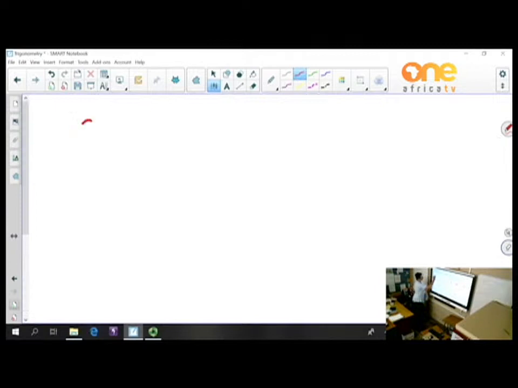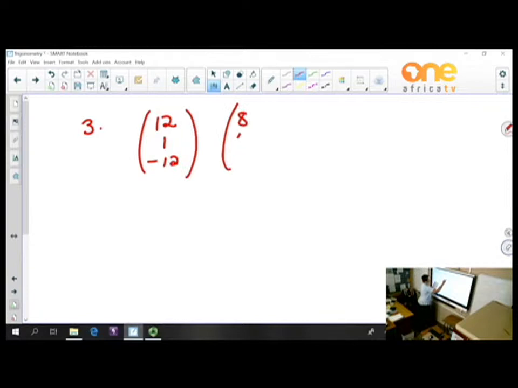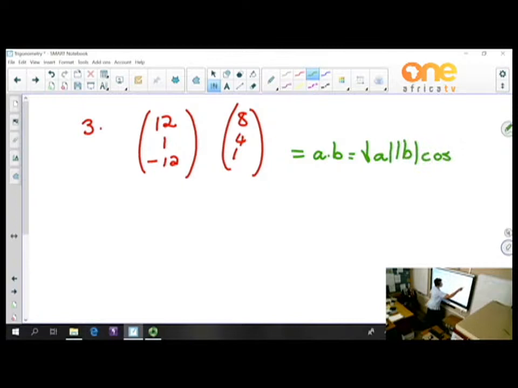Now when we go to question 3, we're going to look at 3 dimensions, but it works exactly the same. So the first one here is 12, 1, negative 12, and the second one is 8, 4, 1. The formula is still going to be A dot B is equal to magnitude A, magnitude B, cosine theta. All the time, that is the formula that we are using here.